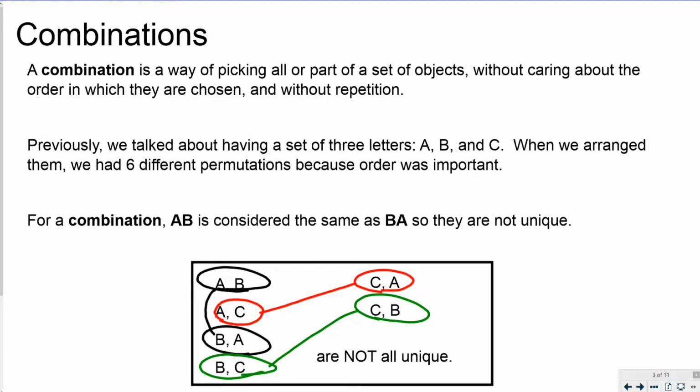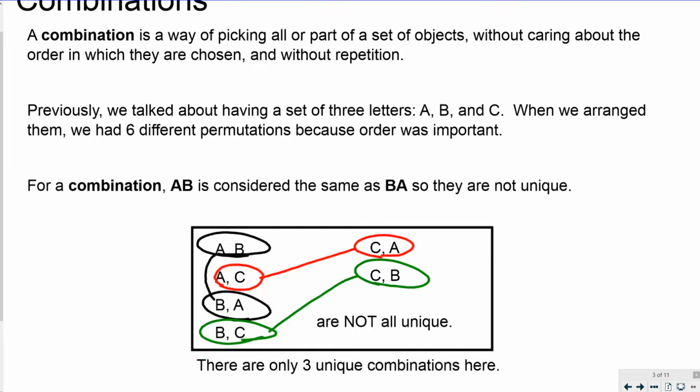So, combinations. A combination is a way of picking all or part of a set of objects without caring about the order in which they are chosen and without repetition. So previously we talked about having a set of 3 letters in the permutations video, A, B, and C. When we arranged them, we had 6 different permutations because the order was important. For a combination though, AB is considered the same as BA, so they are not unique.